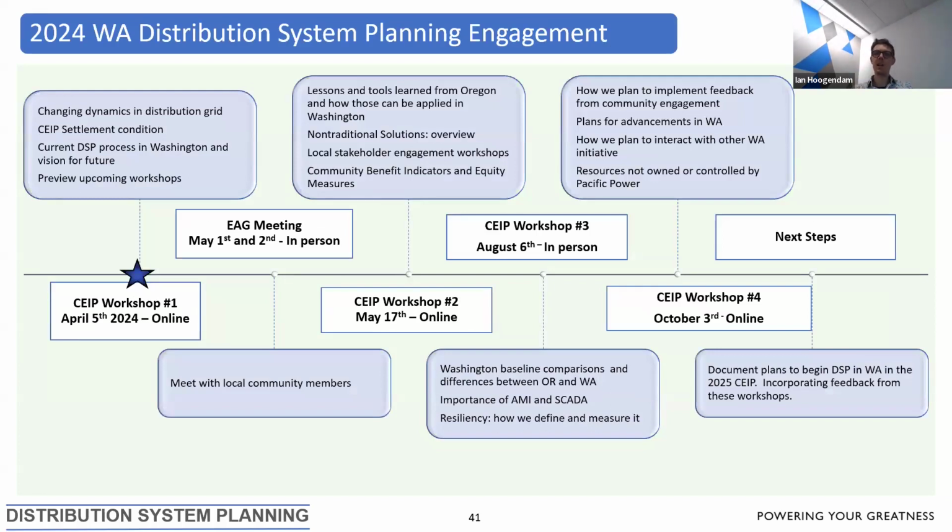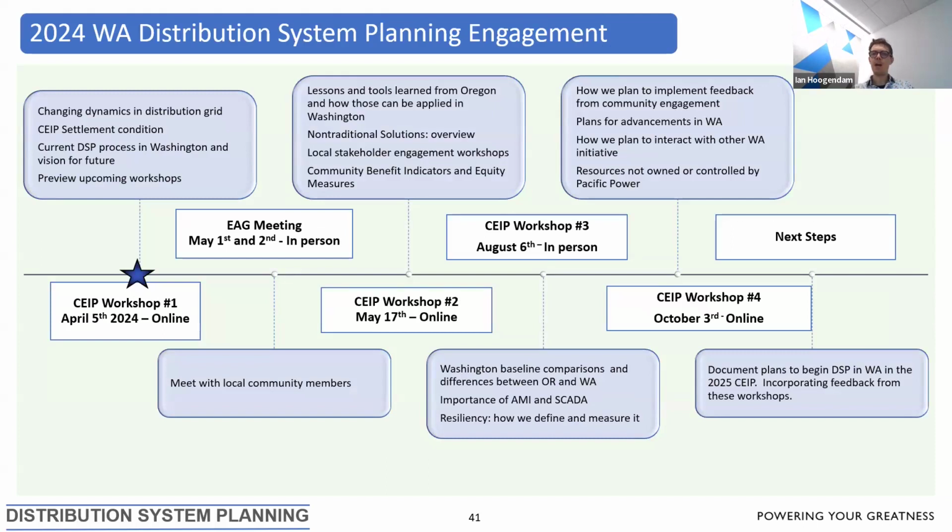So here is our engagement plan for the remainder of the year. The dates that we have shown here are subject to change, but it is what we have planned for right now. In May, the DSP team will be meeting with EAG members to have one-on-one conversations throughout various locations in the Washington service area.